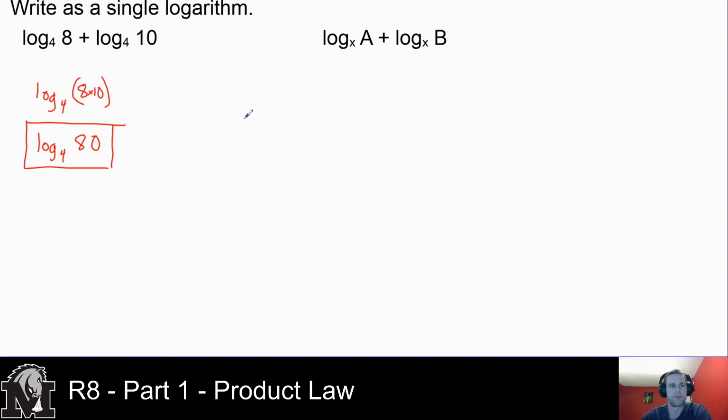Now the second one, and it's the same setup, we just don't have numbers, we just have variables this time. So the bases of the logarithms are the same, they're separated with addition, which means we get to multiply the arguments. So log base x of a times b. And that's as simple as I can make it.